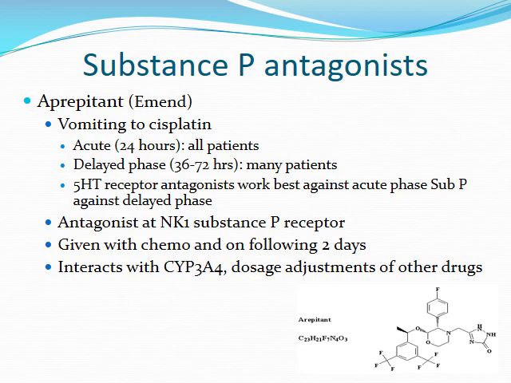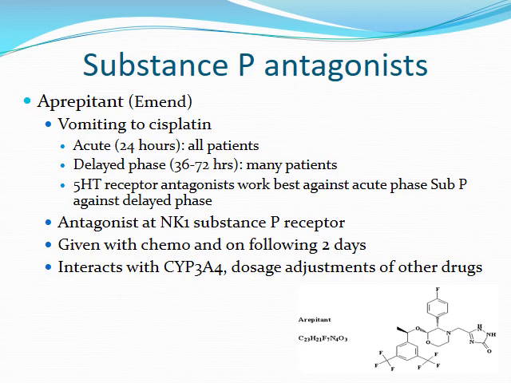What we end up seeing is that the 5-HT receptor antagonists, things like ondansetron, work best against these acute phase nausea and vomiting episodes, but substance P antagonists are going to work better for the more delayed phase. Substance P works at the NK1 receptor, so aprepitant is going to come in and block the actions there. You'll often see it given as a dose pack where they get it with chemo on day one and then for the following 2 days to cover them for that delayed phase.